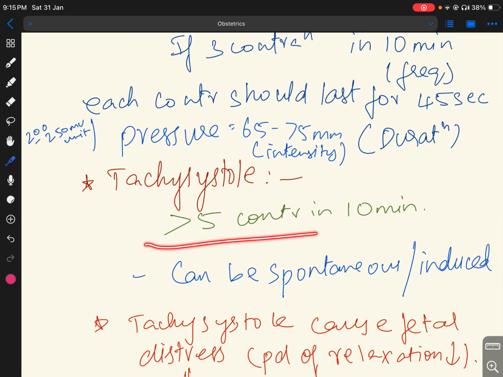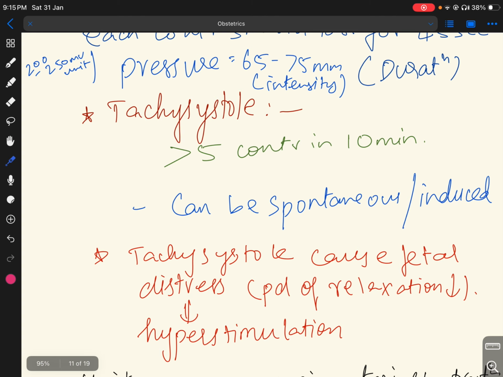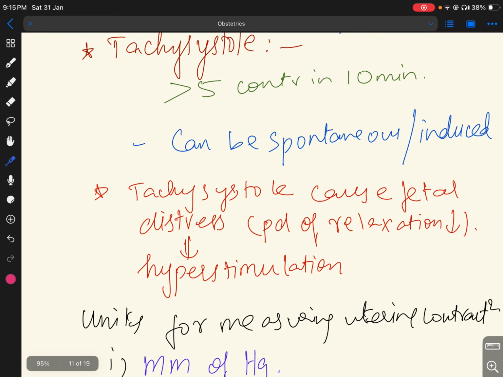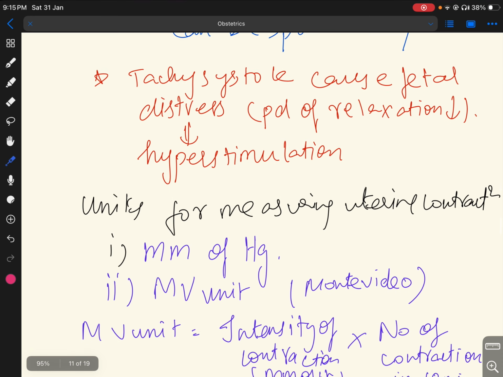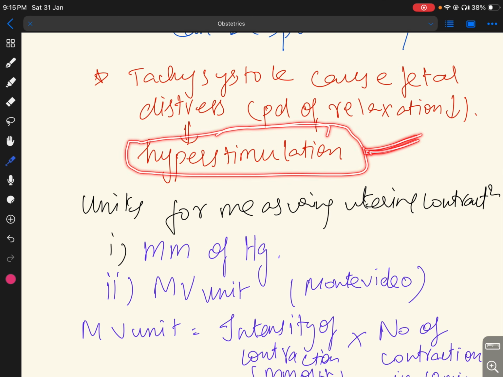What is tachysystole? Tachysystole is greater than 5 contractions in 10 minutes. It can be spontaneous or induced. Tachysystole causes fetal distress. There is a term called hyperstimulation for this.